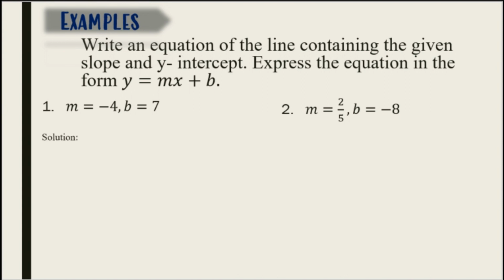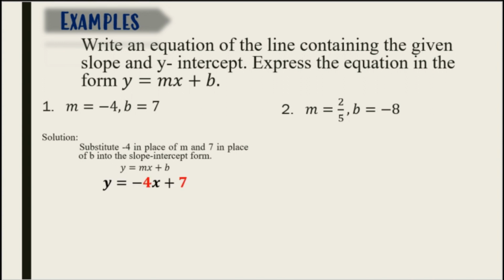First, substitute -4 in place of m and 7 in place of b into the slope-intercept form. We have y = -4x + 7. We just substituted the value of m and the value of b. So we now have y = -4x + 7 if the slope is -4 and the y-intercept is 7.